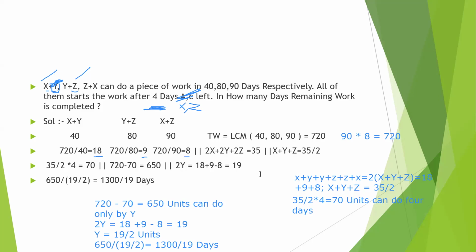These 650 units can be done by Y person only. How many units of work can this Y person do in one day? 19 by 2 units of work. Then 650 units can be completed by Y person in how many days? That is 650 divided by 19 by 2. Therefore, that equals 650 into 2 by 19, that equals 1300 by 19 days. This is how to solve this type of question.